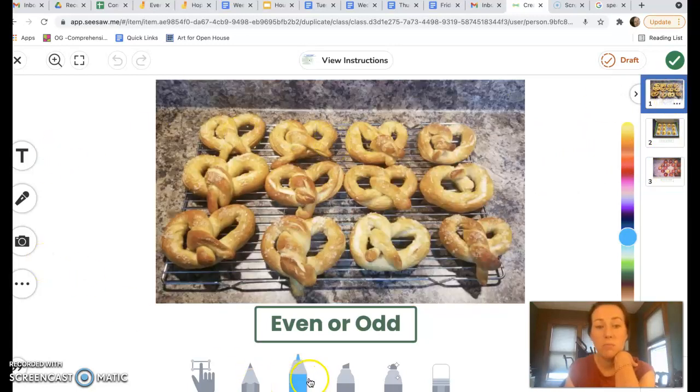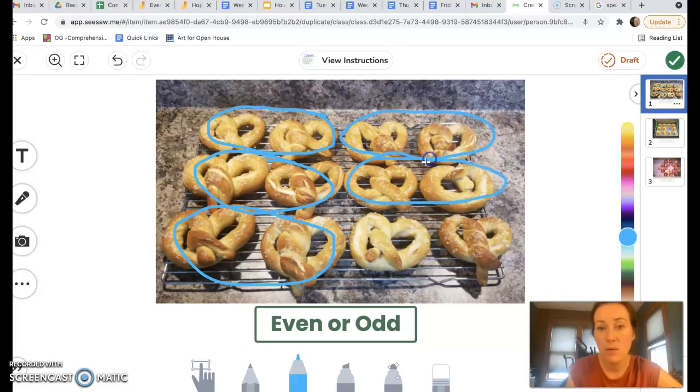You are going to use the marker pen to circle your pairs and determine if each picture is even or odd. Is it even or odd? So here I have circled each pair. I don't have one left over, so I'm going to circle even. Okay? You can also press record and explain to me why you know that it is even or odd. Okay? You do not need to write the number sentence at this time.